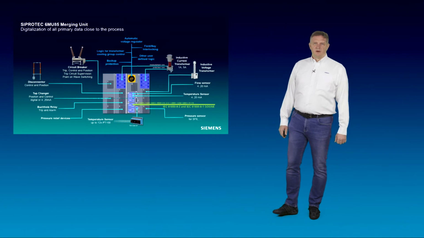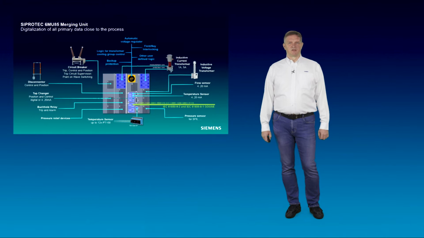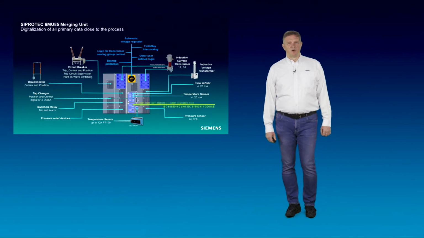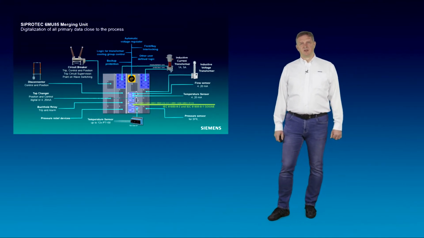As teased before, the merging unit is your interface to various primary equipment, such as current and voltage transformers, switching devices, temperature sensors, tap changer, Buchholz relay, flow sensors, and so on. You can realize, for example, backup protection functions, field and bay interlocking, transformer cooling control, automatic voltage regulation, or any other user-defined logic.